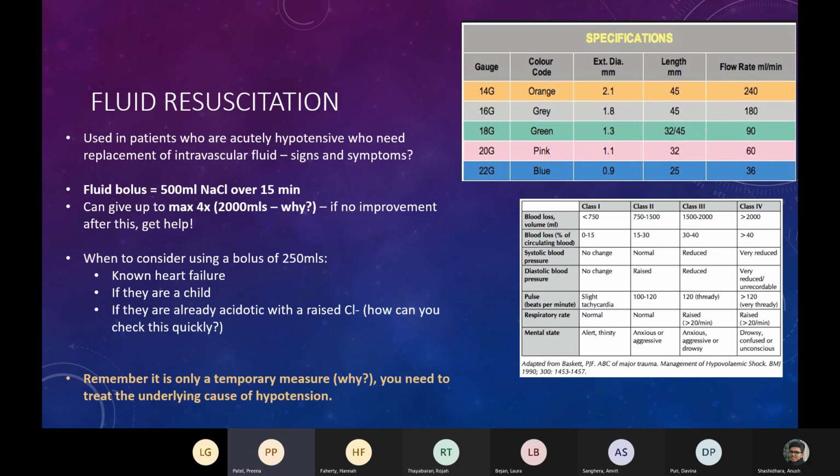And in terms of the cannulas, I've just put this table up. Again, don't memorize it, but just remember that the pink one, the 20 gauge, is the standard one for an adult. Anything smaller than that, the blue, is more for pediatrics. And the orange and grey are the massive ones, so you'll see them used in anaesthetics. So if you're ever dealing with someone who's acutely unwell, aim for a pink if you can. And anything bigger than that is just an added bonus.